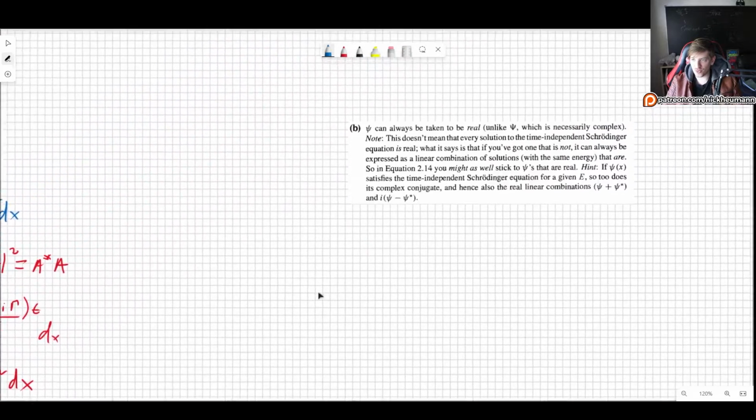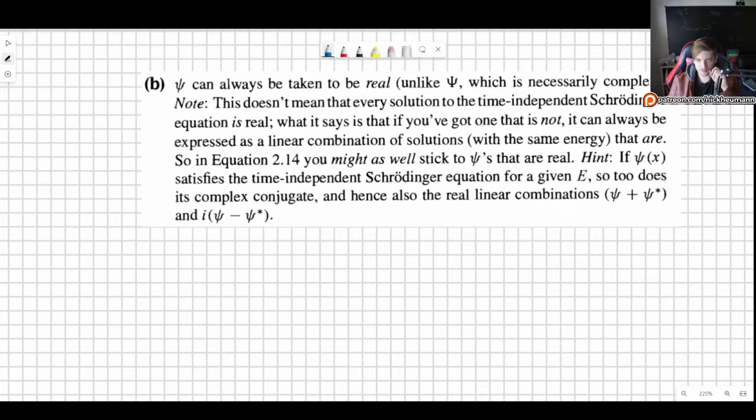Now let's go for part B. For part B, what we need to do is the following. They ask us to show that the wave function here, little psi, which they use to refer to psi of x, can always be taken to be real, unlike big psi, which is psi of x comma t, which is necessarily complex, of course, because it has the e to the minus i E t over h bar, like we just saw.